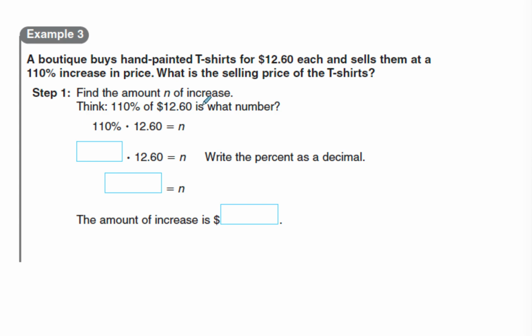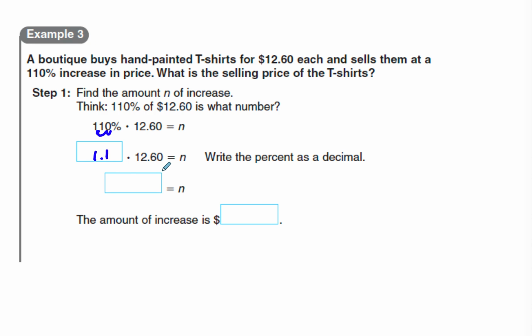And we're trying to figure out what number. So I could use a proportion or an equation. They have an equation set up here. 110% of means times, means multiply, equals what is our variable. We need to take the percent and write it in decimal form for an equation. That means moving the decimal 2 places to the left. So 110% is the same thing as 1.1, or 1 1/10.